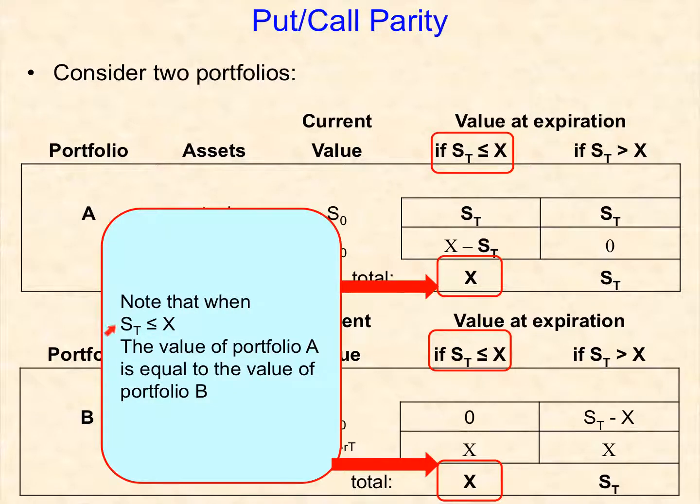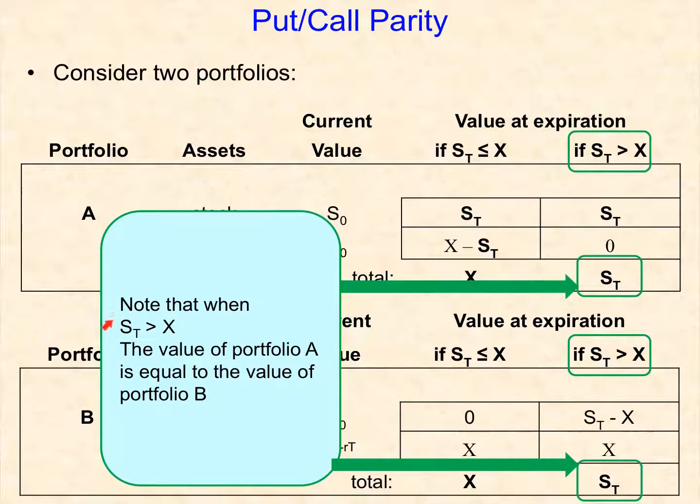So note that when the stock price is less than X at expiration, the value of portfolio A is equal to the value of portfolio B. We're in the left-hand column here. If at expiration the stock price is lower than the exercise price, portfolio A is worth exactly X dollars, and portfolio B is worth exactly X dollars. So A and B have identical values if the stock price falls at expiration.